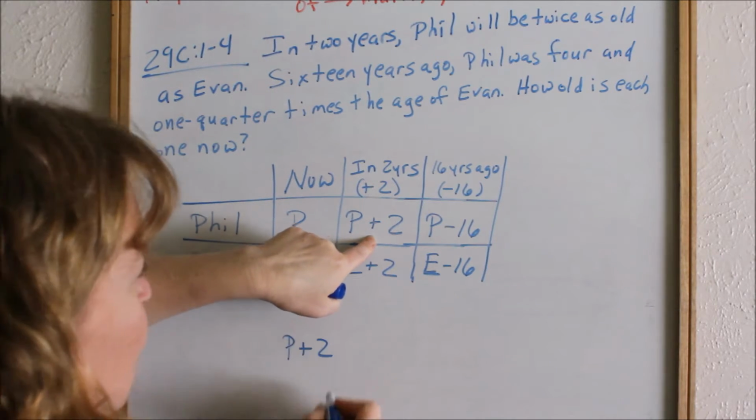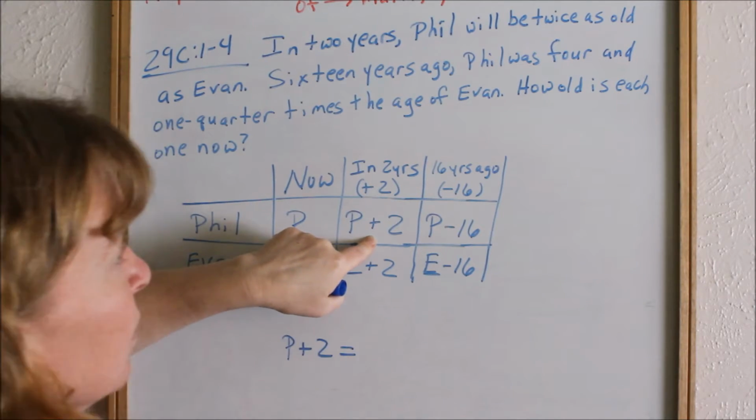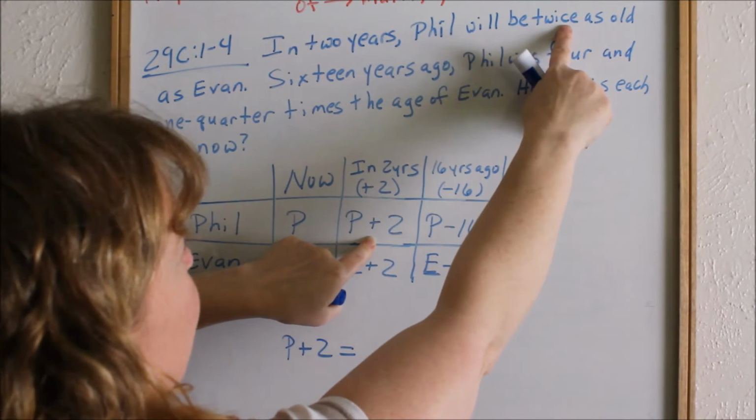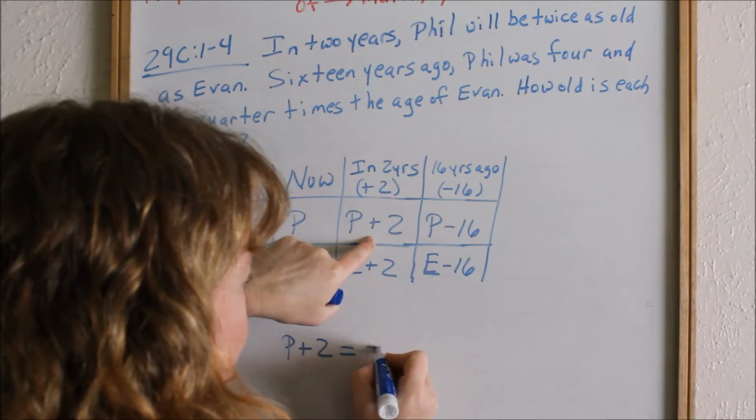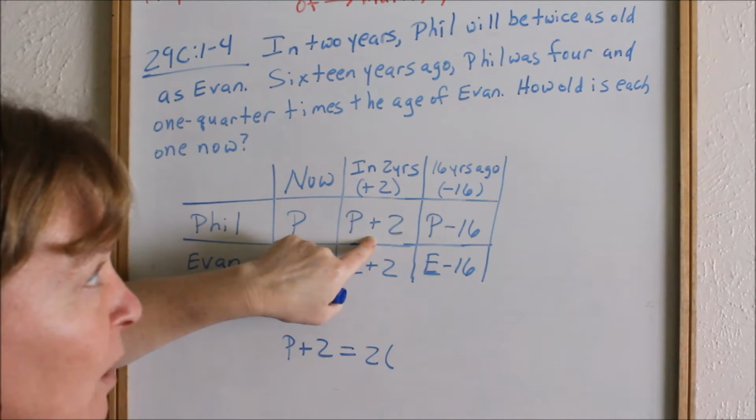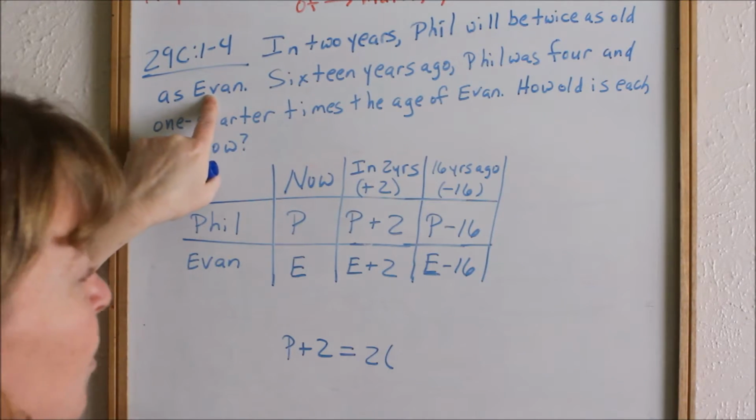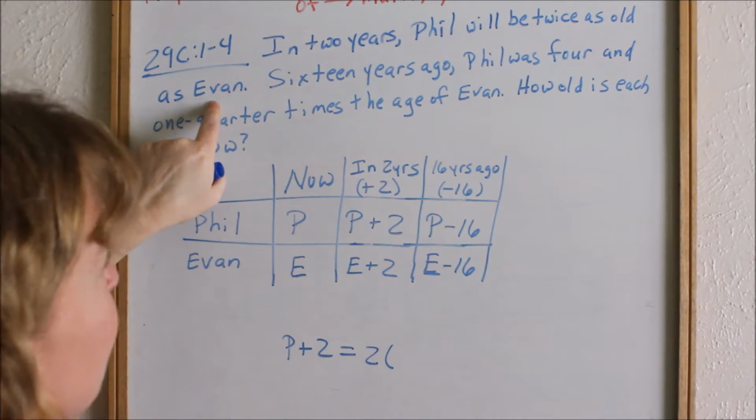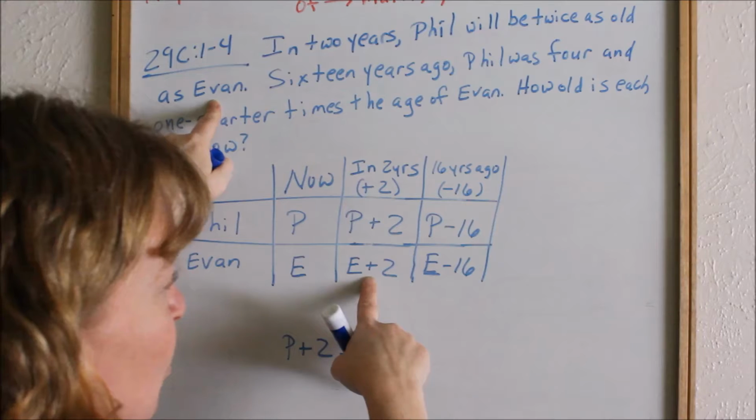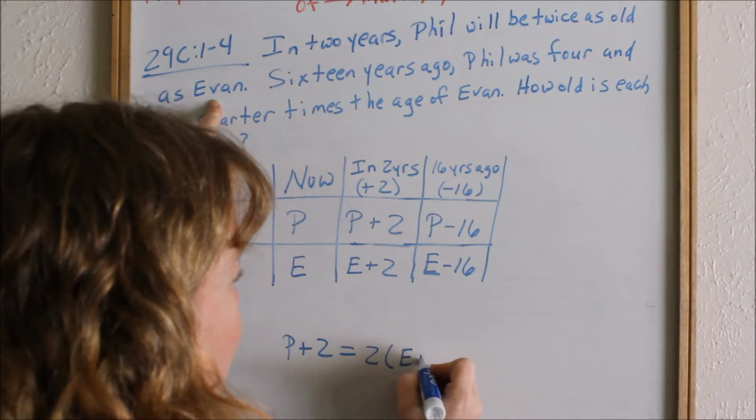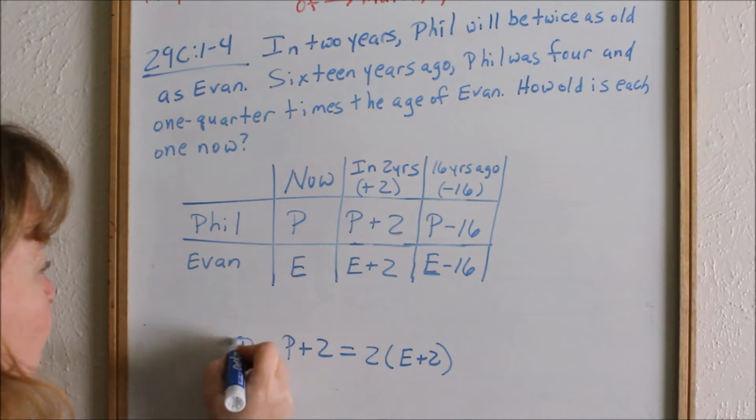P plus 2. Will be. What does will be? Equals twice as old. How do you say someone is twice as old? They are 2 times as old. When you have twice as many cookies, you have 2 times as many cookies. Twice as old as Evan. So 2 times the amount of Evan. Evan in 2 years is this, because that whole sentence is in 2 years. So E plus 2. Okay, that's one of our equations.